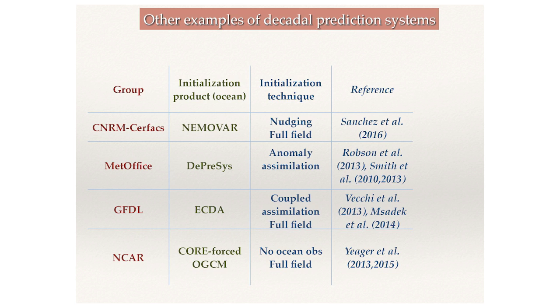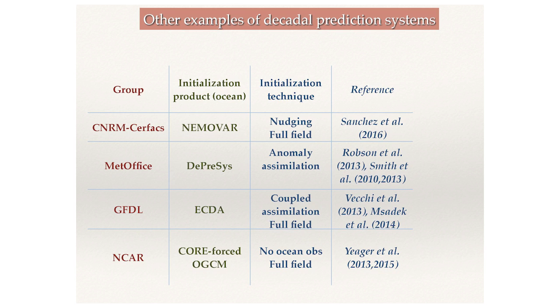For example, the Met Office, the GFDL, the NCAR. So the Met Office used an initialization called DePreSys. They used an anomaly assimilation, and that included direct observation of temperature, salinity, a number of direct ocean data. The GFDL model also used this reanalysis, but in that case it was a coupled assimilation.